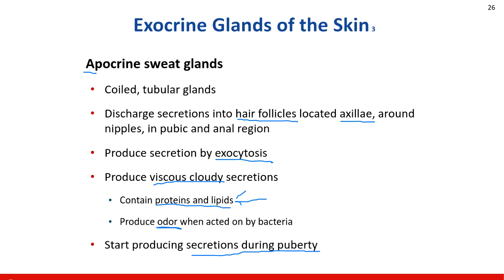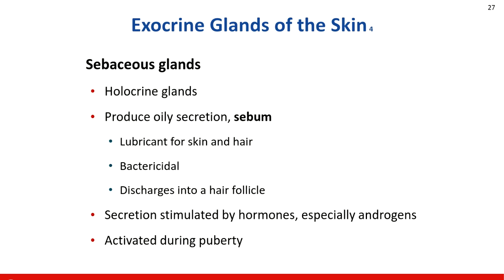The last type of gland is the sebaceous gland. Now these types of glands are what we refer to as holocrine glands. The holocrine gland is a gland in which the cells disintegrate or self-destruct. So the actual whole cell becomes part of the secretion. So this type of gland is going to produce a very oily type of secretion. In this case, we refer to it as sebum.